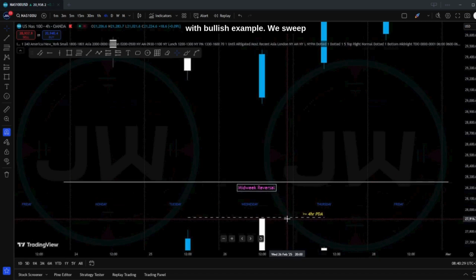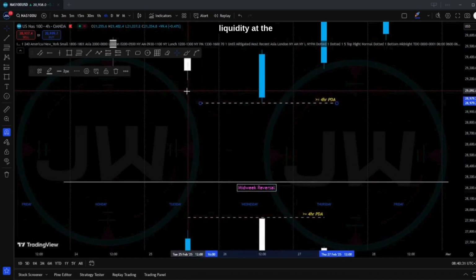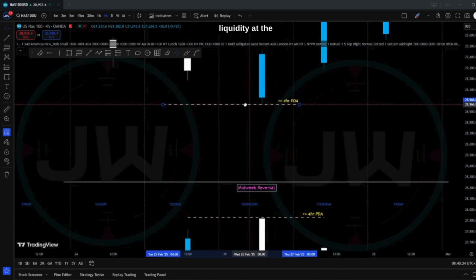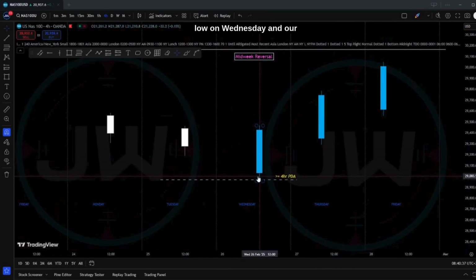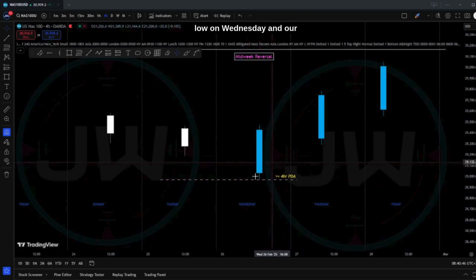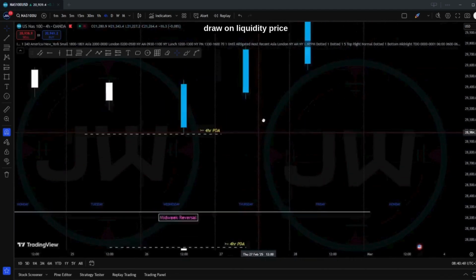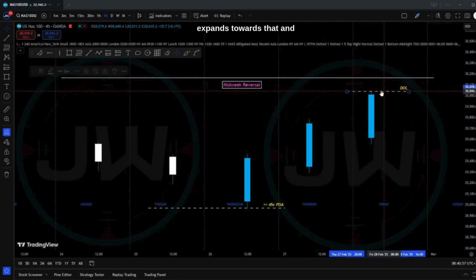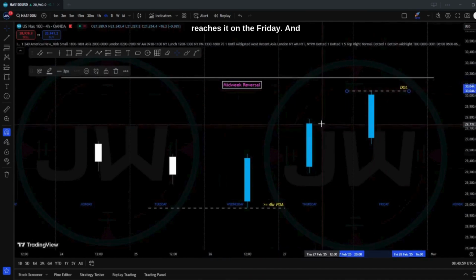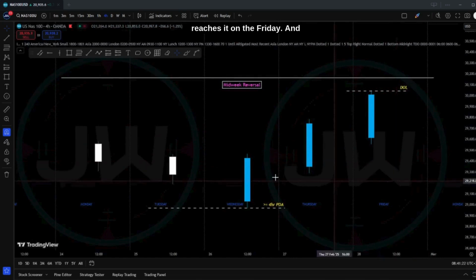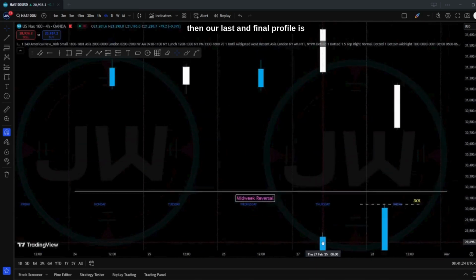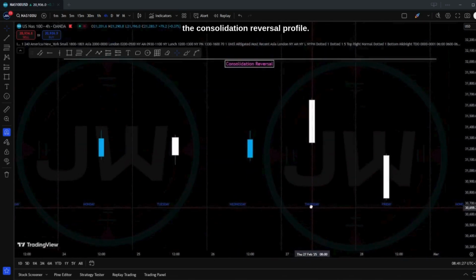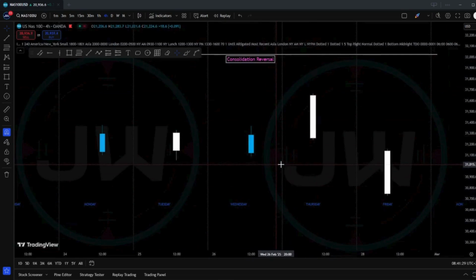Same thing with the bullish example. We sweep liquidity at the low on Wednesday, and our draw on liquidity, price expands towards that and reaches it on the Friday. And then our last and final profile is the Consolidation Reversal Profile.